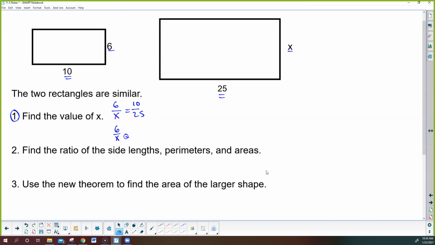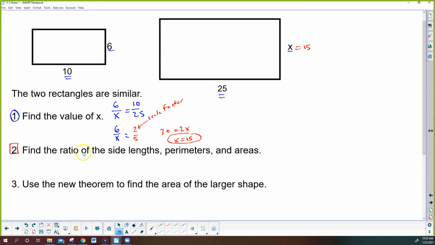I might say 6 over x, and then if I just divide each one of these by 5 it's 2/5. So that 2/5 is the scale factor. Okay, and then this is a really quick cross multiply. 6 times 5 is 30. 2 times x, and then divide by 2. And we get x equals 15. Okay, 15 units, whatever it is. So nothing special there.